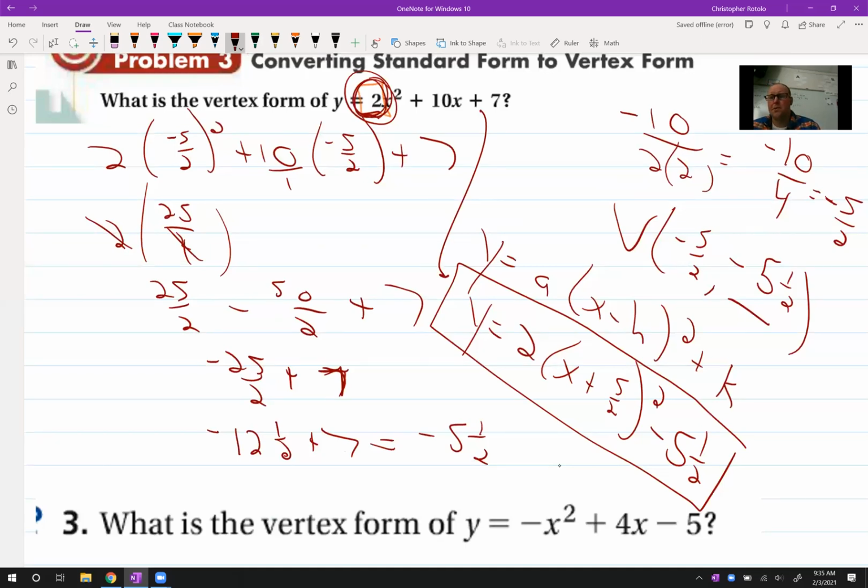Why? Because we were supposed to. Why do we want it in this form? Because it's so much easier to graph. Right? Before, we had no idea. I can't look at 2x squared plus 10x plus 7 and be like, yeah, that should definitely have a vertex at negative 2.5 and negative 5.5. No, we can't do that.